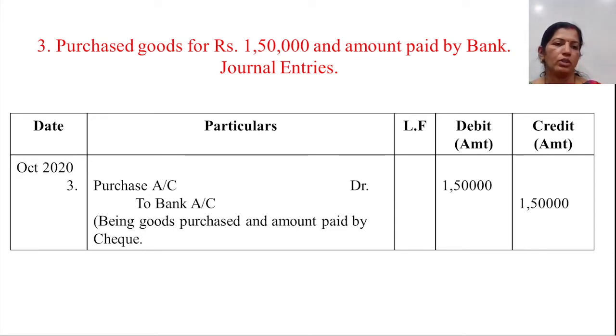Now the narration. All of you know how to note narration. Narration means a brief explanation of the journal entry, a brief explanation of the transaction for which an entry is to be passed. Narration always starts with the word being and records just two to three words from the transaction. Being goods purchased and amount paid by check. I hope all of you understand our second journal entry.